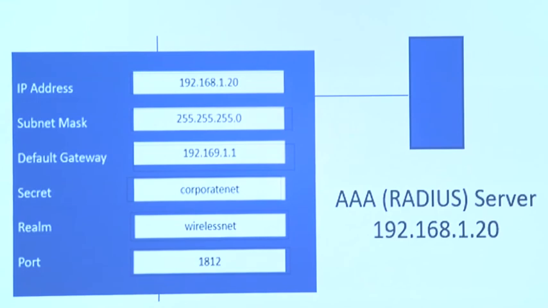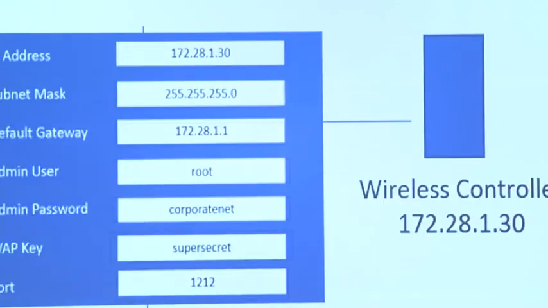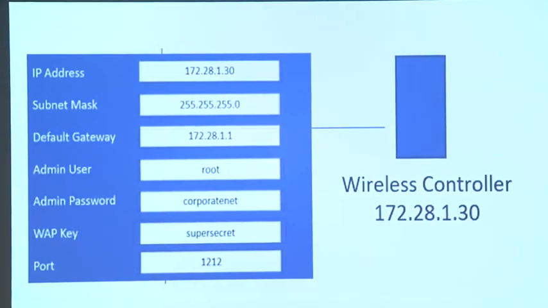They're going to give you all of this information in the setup for you. They're going to give you the wireless controller. They're going to say, here's your address, here's your default gateway, your subnet mask. The administrative user is root. The administrative password is corporate nets. My WAP key is super secret, and my port number is 1212.